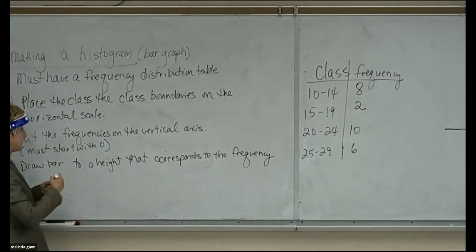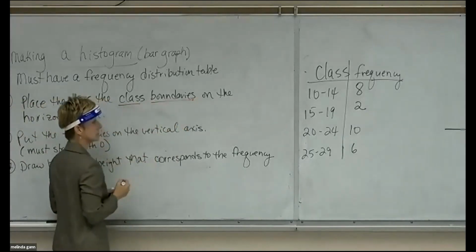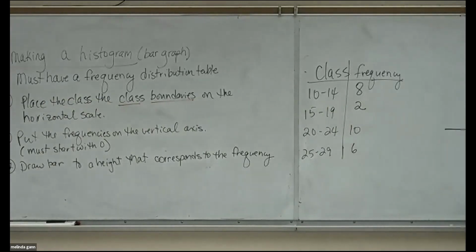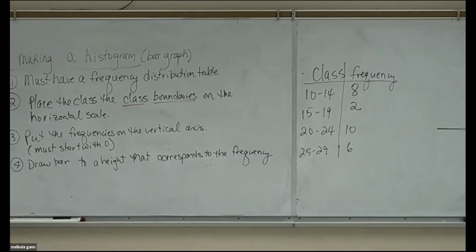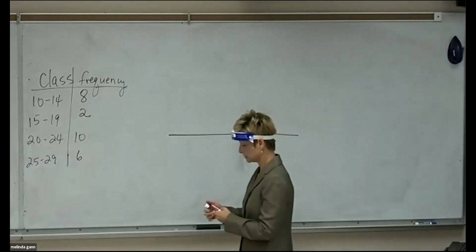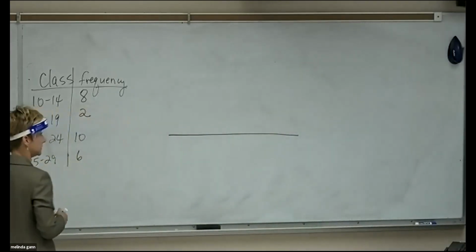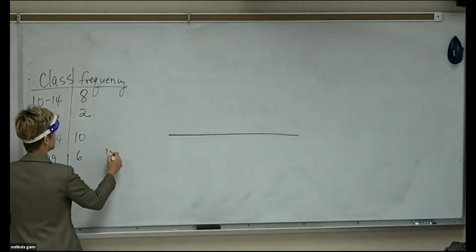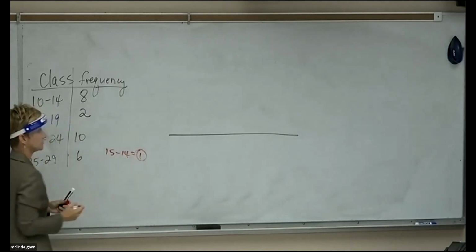All right, so we got to find these class boundaries. Now let's review how we do that. If you want to find class boundaries, you take the end of class 1 and the beginning of class 2, right? What do you do with those 2 numbers? Subtract, all right? So 15 minus 14 gives me 1.